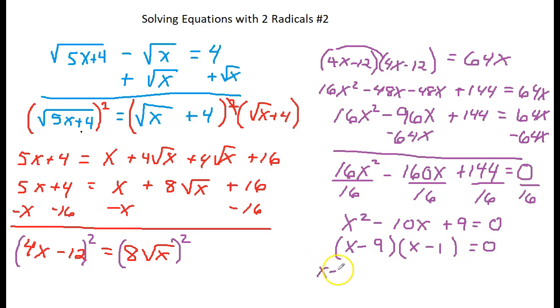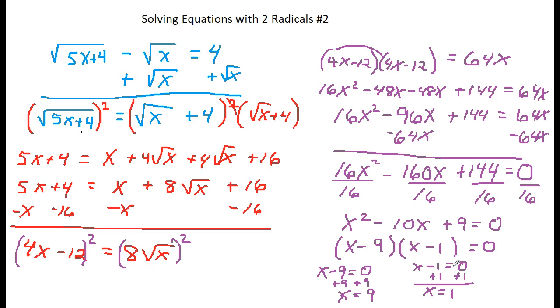So x minus 9 equals 0. Add 9. X equals 9. And then x minus 1 equals 0. Add 1. X equals 1. Now, here's the thing. I have to make sure they work. How do you do that? You plug it into the original equation.